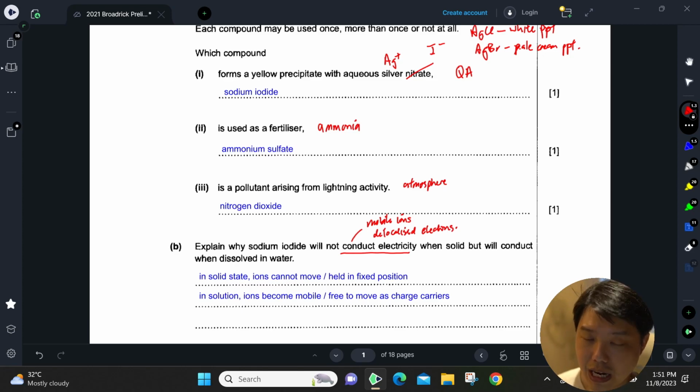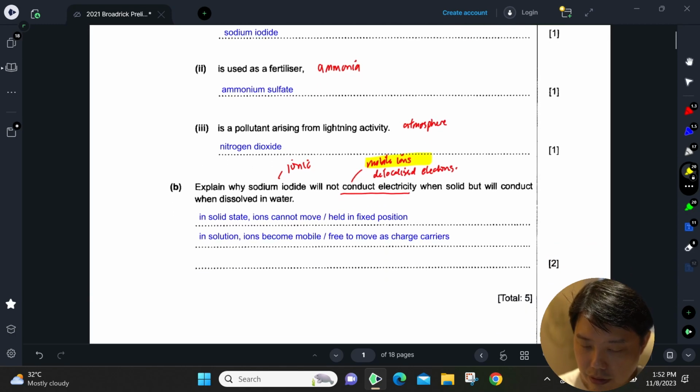Basically your charged particles are, but sodium iodide is an ionic compound. And for all ionic compounds, if they are in a solid state, the ions are actually fixed in a regular lattice structure. They are unable to conduct electricity. This is true not just for sodium iodide, but for all ionic compounds. However, once you dissolve them in solution, the ions become mobile, and they are free to move and carry the charge with them, hence conducting electricity. All right, so that is for your question one.